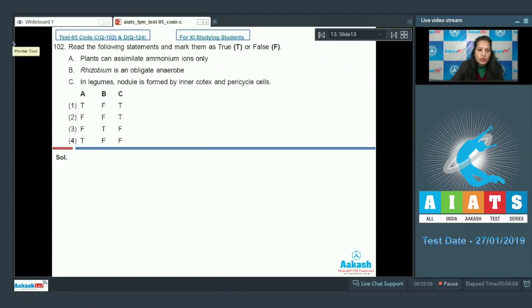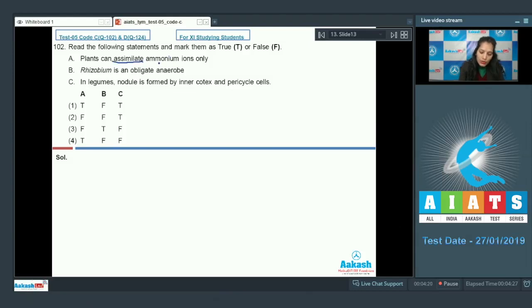Question number 102. Read the following statements and mark them as true or false. A. Plants can assimilate ammonium ions only. B. Rhizobium is an obligate anaerobe. C. In legumes, the nodule is formed by inner cortex and pericycle cells. So you have to mark the statements as true or false and then choose the correct option.